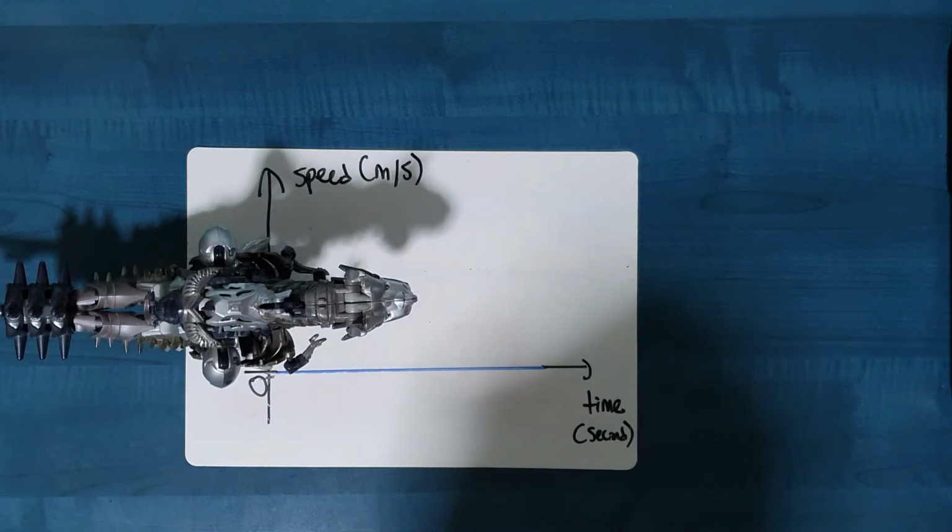Negative b plus or minus the square root of b squared minus 4ac over 2a.